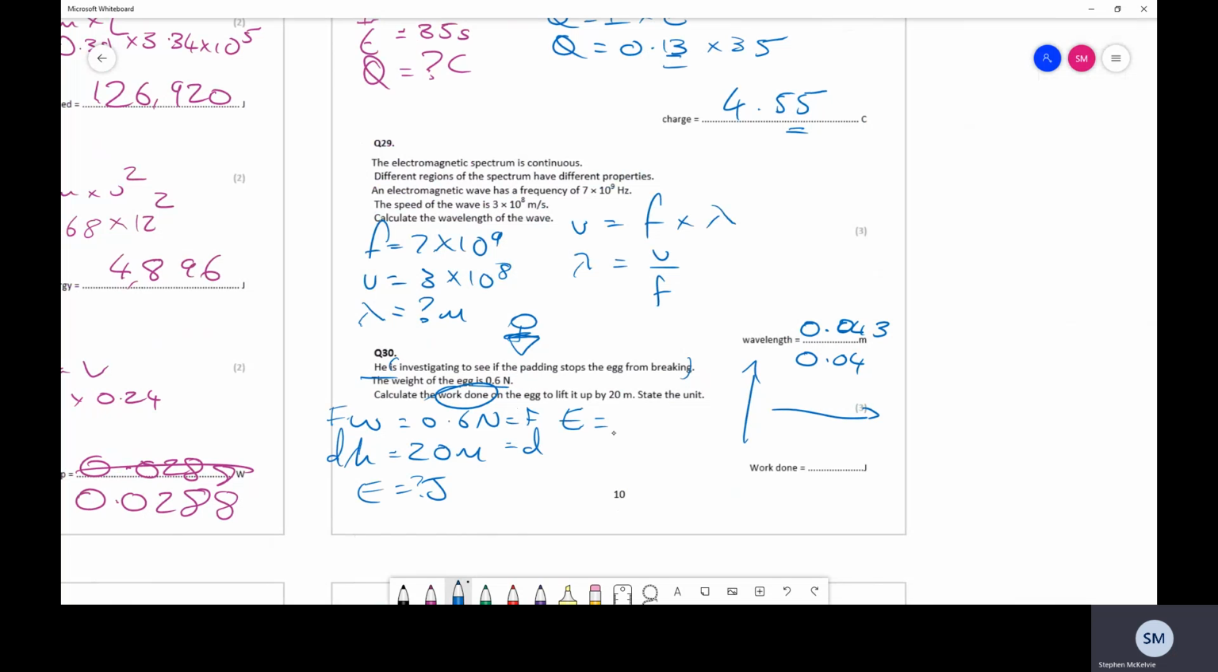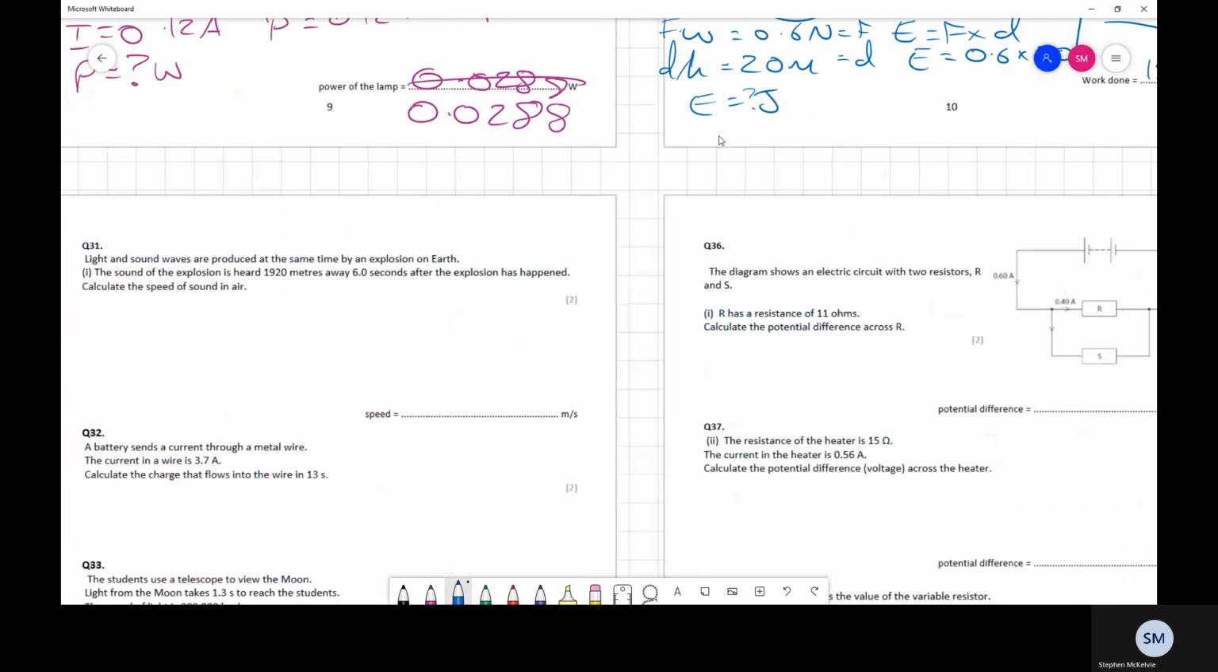My equation: E is equal to F times D. And E is equal to 0.6 times 20. We can do this in our heads, but I'm still going to use my calculator. Work done is equal to 12 joules.